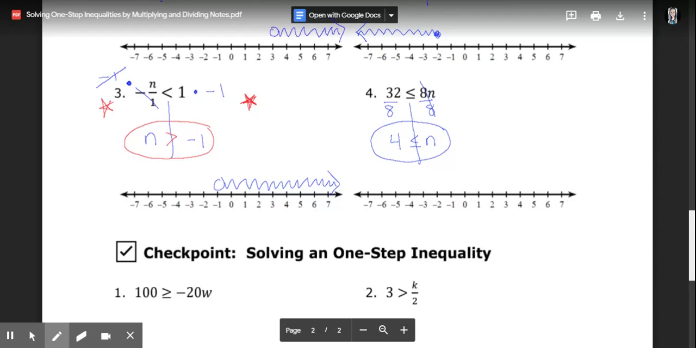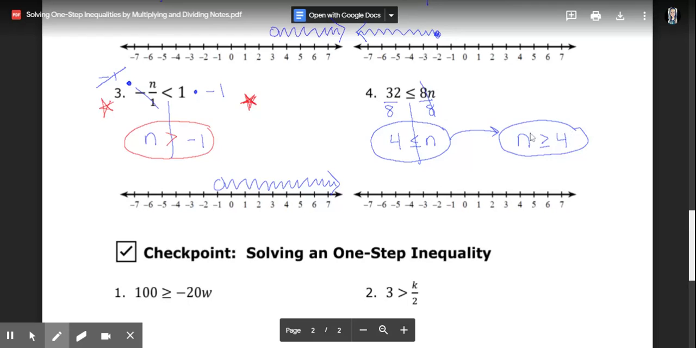This answer is 100% correct. However, it's not written in the proper format. Most of you will likely graph it wrong if you leave it like this. So we are requiring you to rewrite it so that the letter comes first. And we've talked about this. We're going to rewrite it so the n comes first. Instead of saying less than, I'm going to switch it and make it say greater than or equal to, and then put the 4.